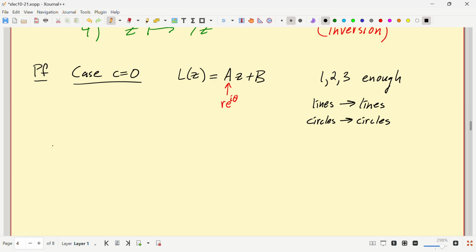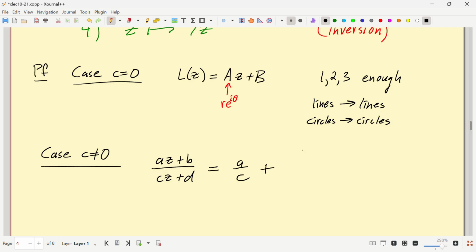Okay, so now the case C different from 0. Well, it's just junior high algebra. I do long division, AZ plus B over CZ plus D. When you do long division, you get A over C plus, here's the remainder, is B minus AD over C. C is not 0, that's good. Divided by CZ plus D.